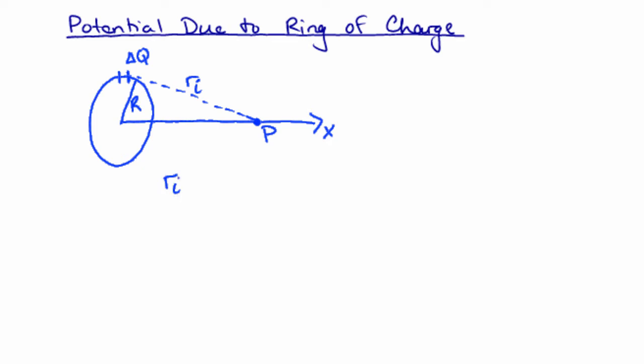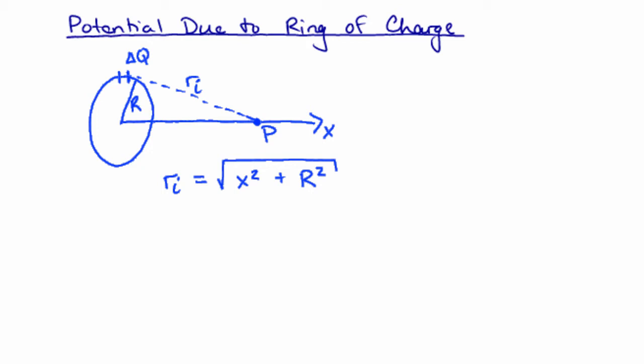We can determine that the distance from this tiny segment of the ring is the square root of x squared, the distance along the x-axis from the center of the ring to point P, plus capital R squared, the radius of the ring.